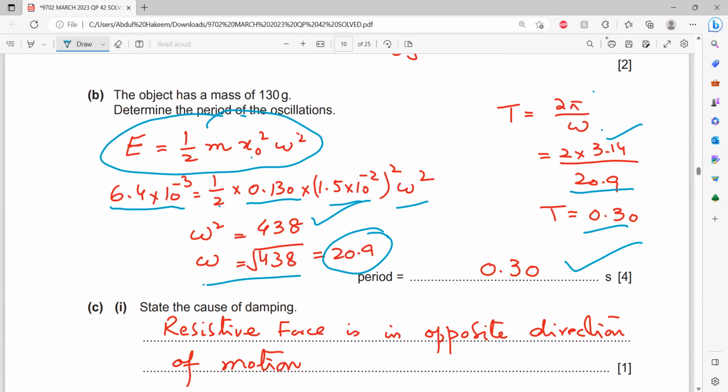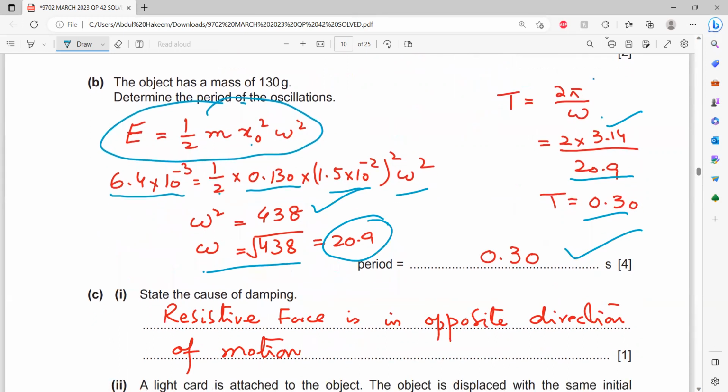Next, state the cause of the damping. Definitely, damping is a decrease in amplitude due to loss of energy, and the loss of energy is due to resistive forces. So the cause is the resistive force, which is in the opposite direction to the motion.